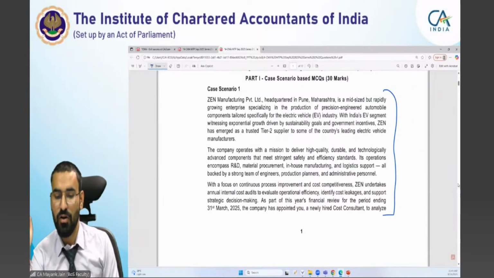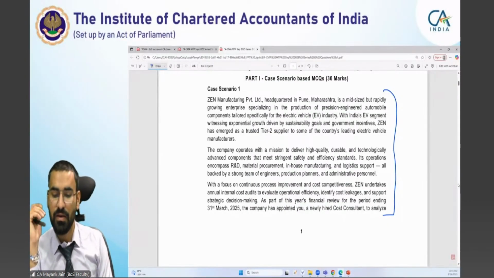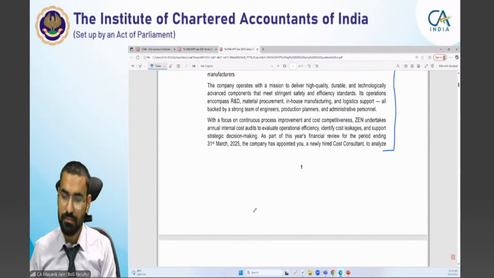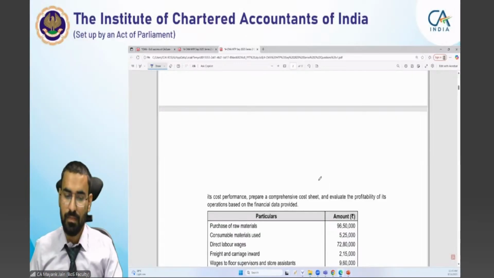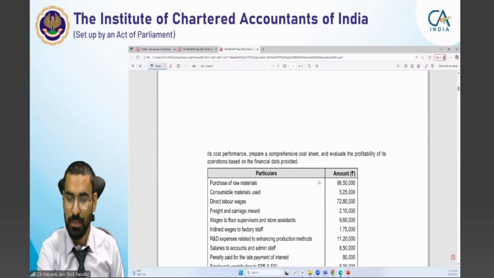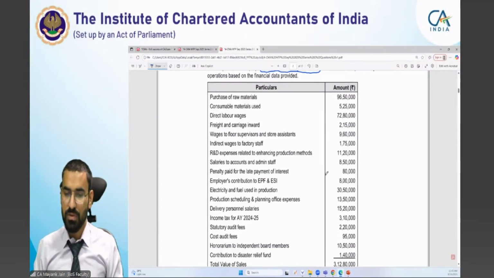As part of this year's financial review for the period ending 31st March 2025, the company has appointed you, a newly hired cost consultant, to analyze its cost performance, prepare a comprehensive cost sheet. So you have to prepare a comprehensive cost sheet. This question is of the cost sheet. Evaluate the profitability of the operation based on financial data provided. So this is the financial data.